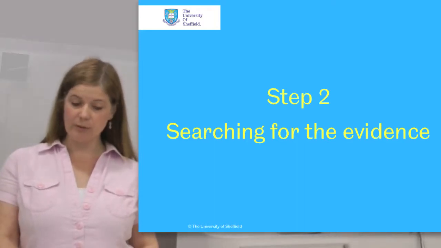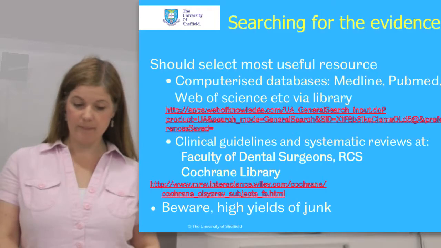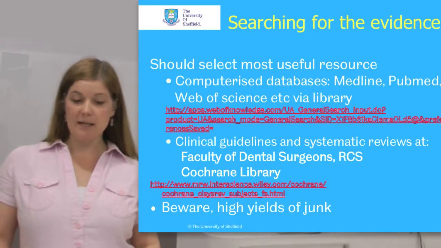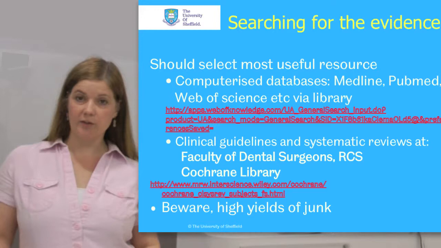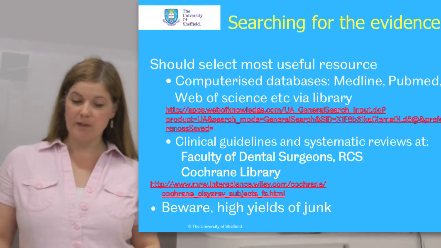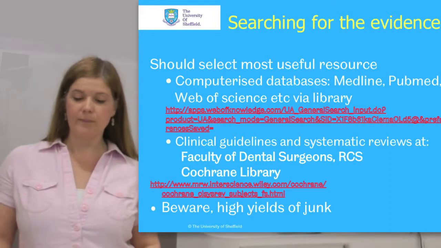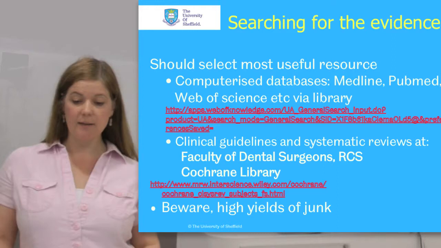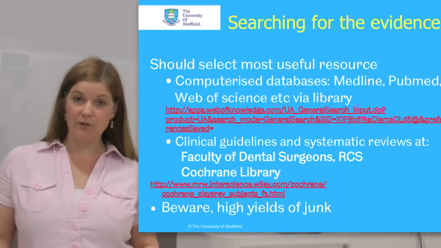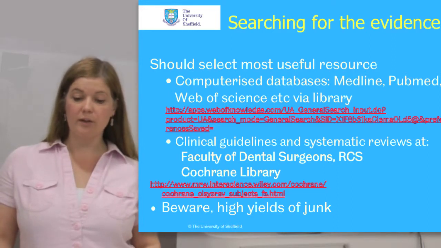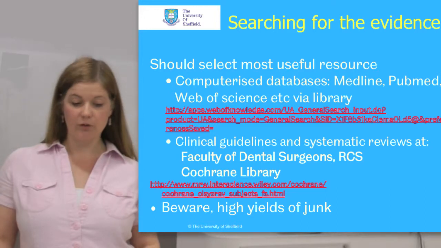So this is step 2, searching for the evidence. There are many different ways, different resources to find evidence. And there's a number of computerized databases that you should think of first, because these have got the kind of best evidence, if you like. They have got peer-reviewed papers and articles which provide good evidence to answer these kinds of questions.